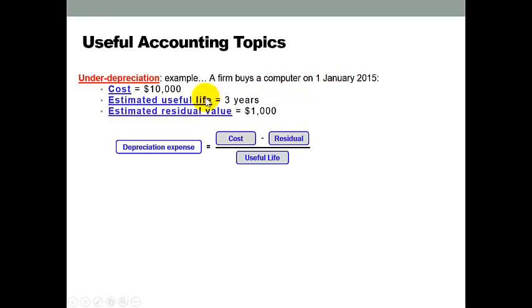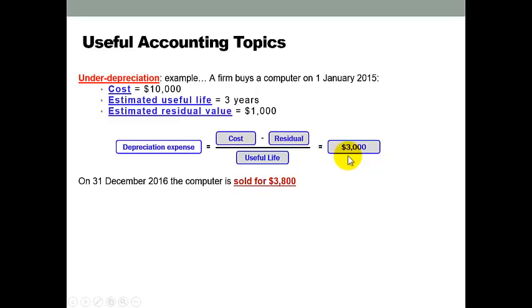Let's just say a firm buys a computer. It costs 10 grand. The estimated useful life is 3 years. The estimated residual value is 1,000. So if we use the straight line method, depreciation expense is cost minus the residual value, that's the amount that we think we can get for it after 3 years when we sell it, over its useful life. So when we do the calculations, that's 10,000 minus 1,000, which is 9,000, divided by 3. Therefore, we have a depreciation expense of $3,000 every year.